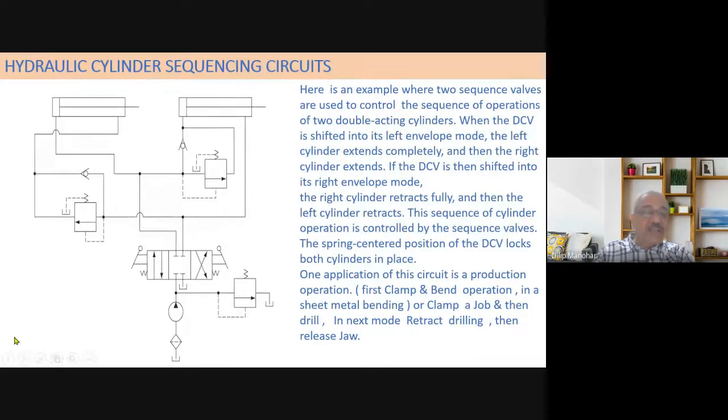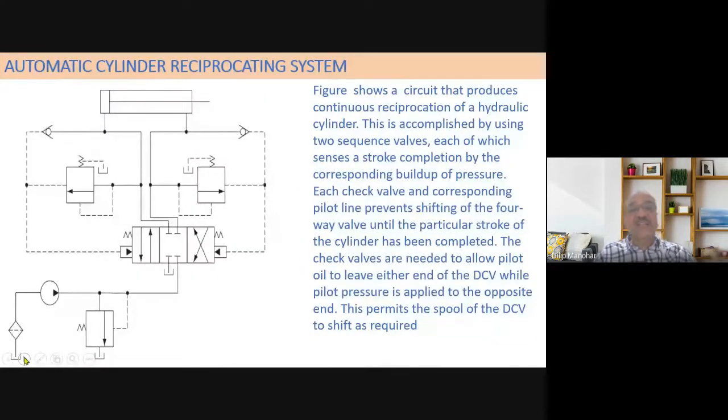Let us go to the next slide. So here a one cylinder circuit is given with an automatic retraction, auto retraction mechanism. That means this cylinder will reciprocate between the rod end and cap end automatically with the help of logic here. This circuit shows continuous reciprocation of the hydraulic cylinder. This is using two sequence valves. Each of them senses a stroke completion by a corresponding buildup of pressure.